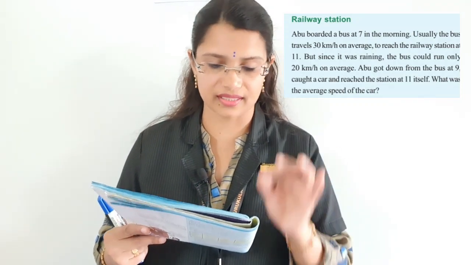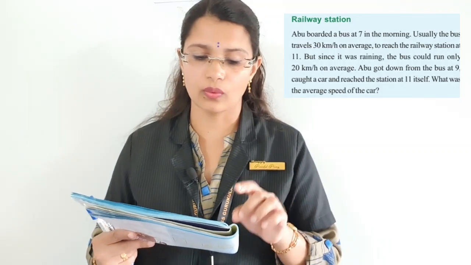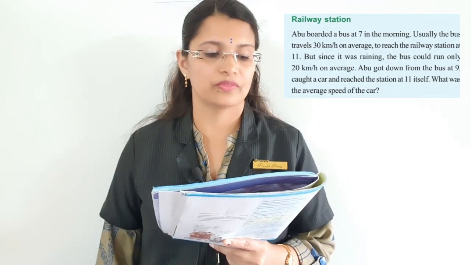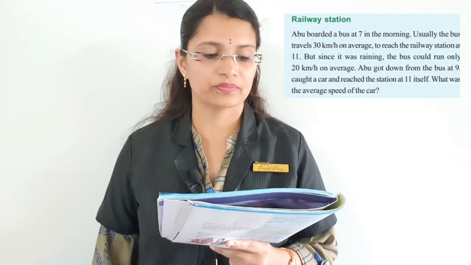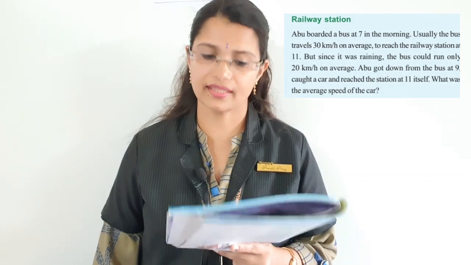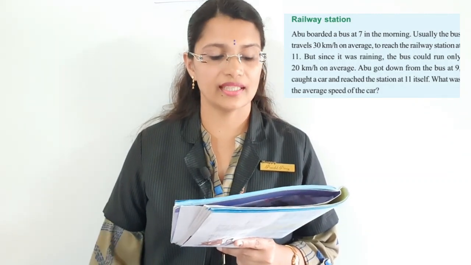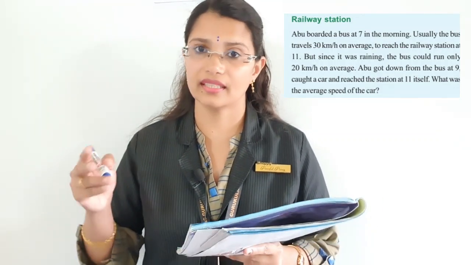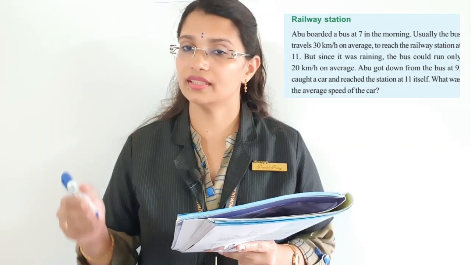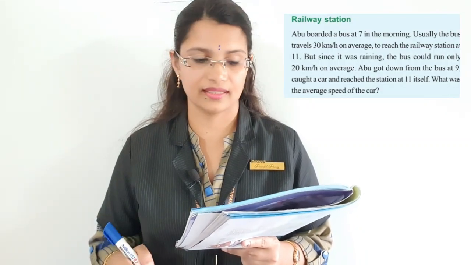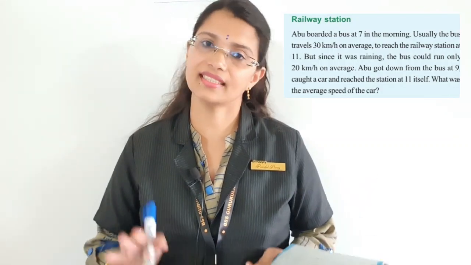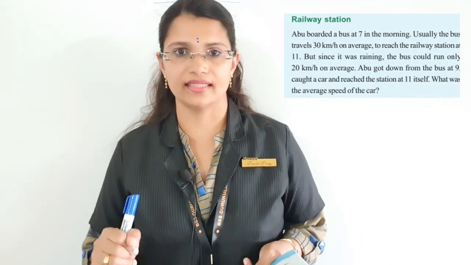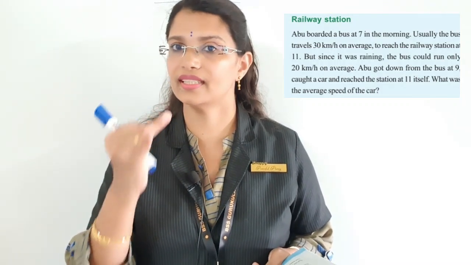But since it was raining, the bus could run only 20 kilometer per hour on average. Why? Because it was raining. Abu got down from the bus at 9, caught a car and reached the station at 11 itself. When did he get down from the bus? At 9, and then reached the station at 11 itself. So, what is the time taken here? 11 minus 9 is equal to 2.